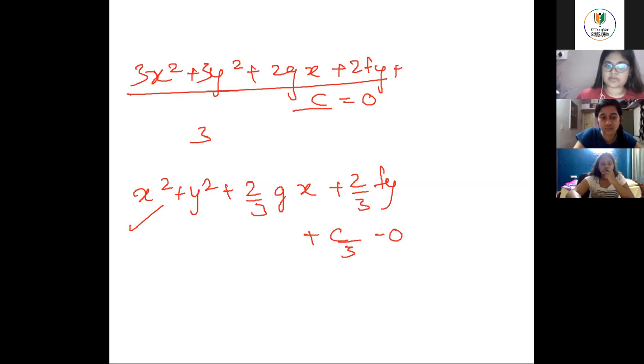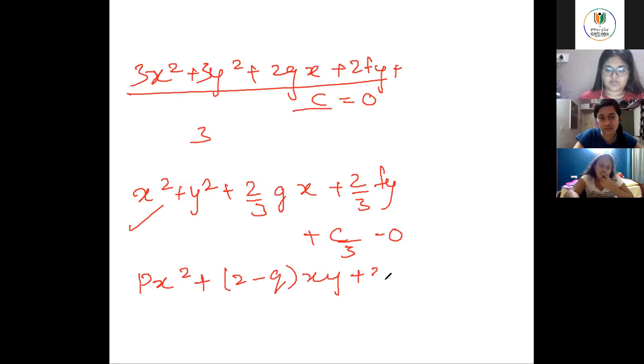How can you determine the value of q? Anyone? It's really easy in this. And q is what here? The equation that is given in the question is px square plus 2 minus qxy plus 3y square minus 6. So 2 minus q will be 0.